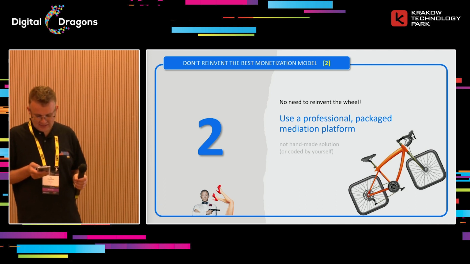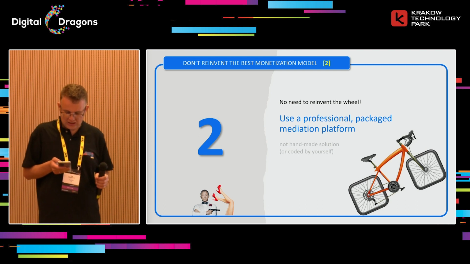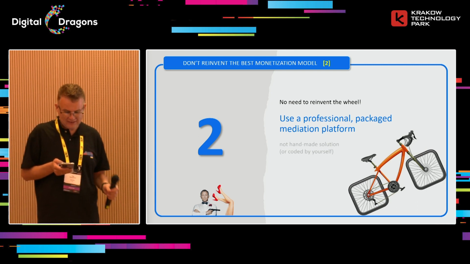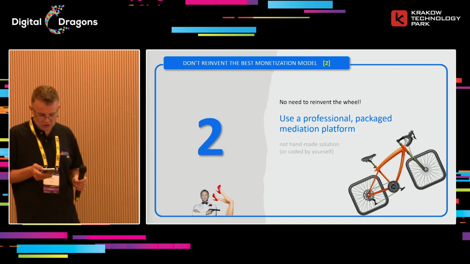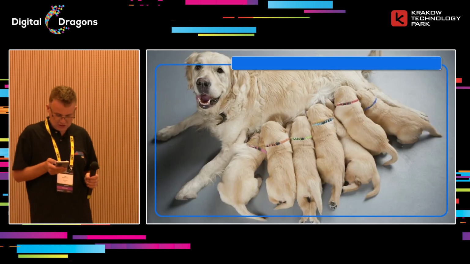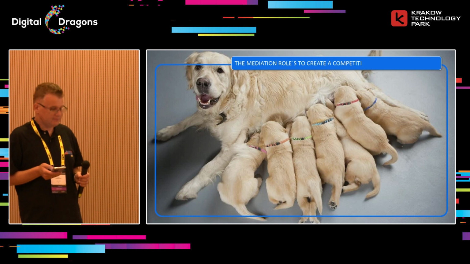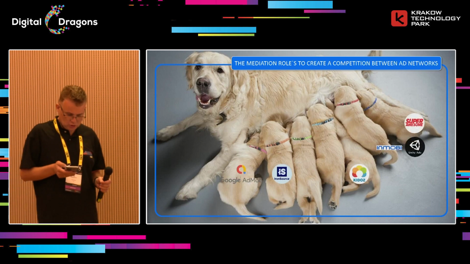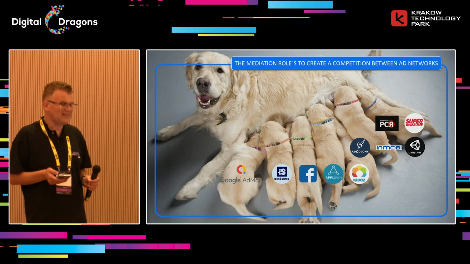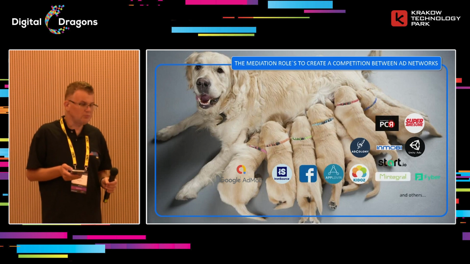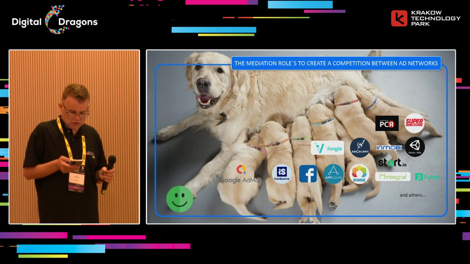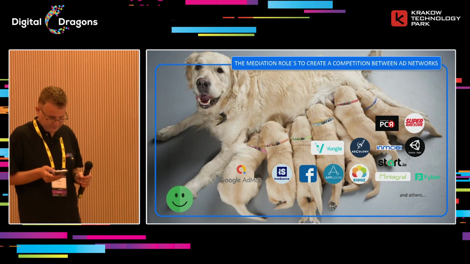So my second advice is to use a professional packaged ad mediation platform. The role of ad mediation is to create honest competition between ad networks. If you are using proper mediation solutions, your ad revenue should always be as high as possible. Also, mediation is the only normal way to decrease eCPM decay.